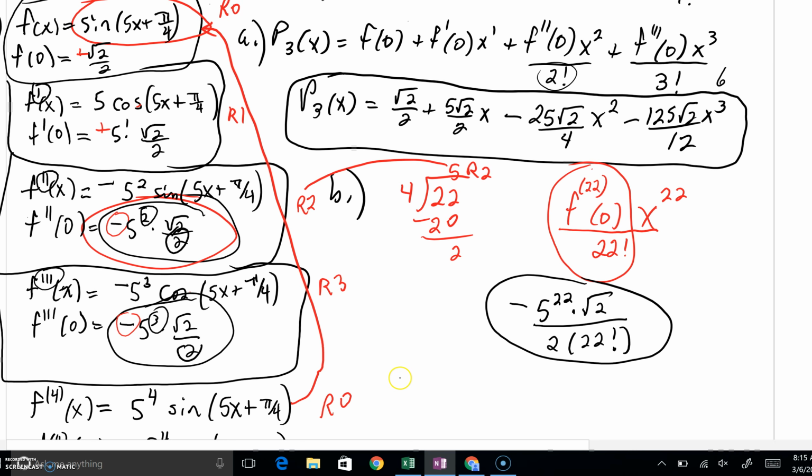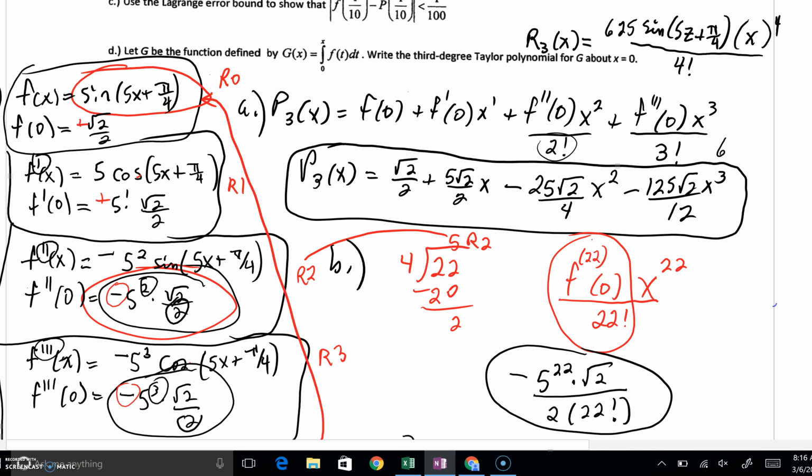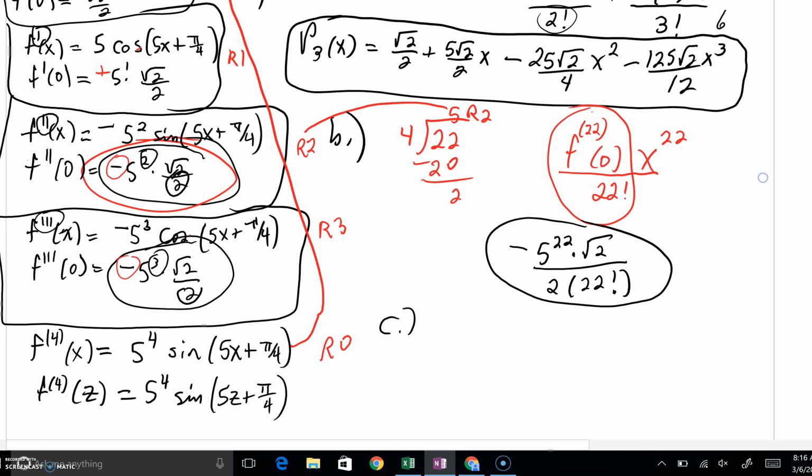For part C, they're actually saying, please do work out this Lagrange error bound. And this is where we're going to go back really to our error with what I've written up top. The error, of course, is going to be less than the Lagrange error bound.